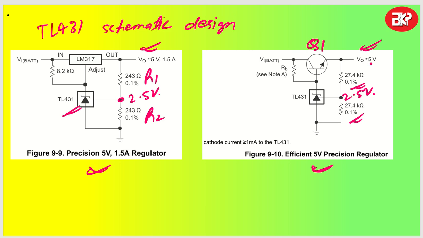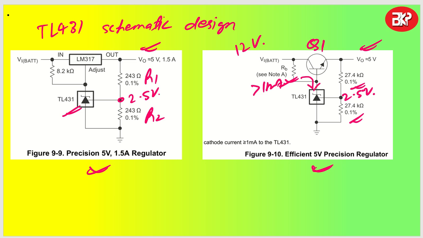And similarly, you have to make sure what the RB value should be, so that the current flowing through this cathode is greater than 1 milliampere. If my V input is, let us say, 12 volt, going from 12 volt to 5 volt, your understanding should be that my RB must be less than 12 kilo ohm. Let us say 10 kilo ohm will be a good idea, or you can take 8.2 kilo ohm itself from this one.